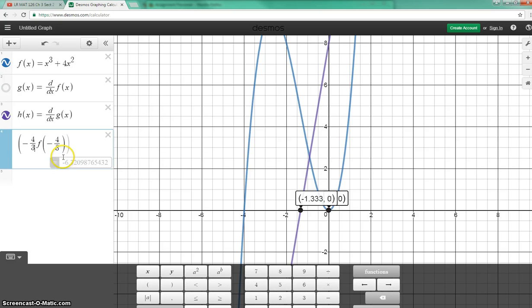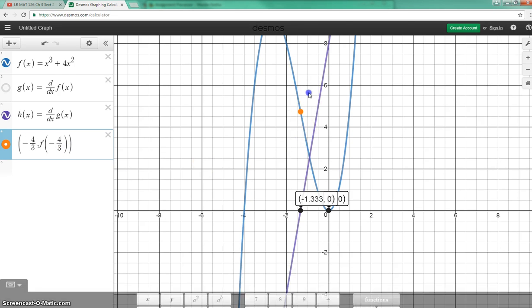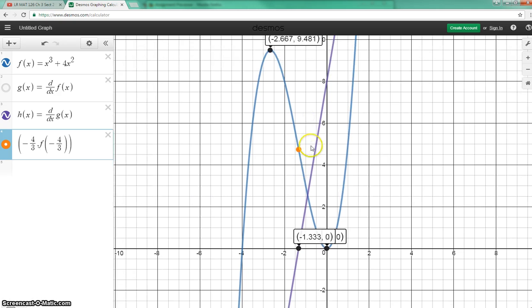That should give me my point of diminishing returns if I was looking at a business model, or my inflection point. This is the point where I change concavity. So I'm concave down, and then right here I turn concave up. But that's when your second derivative is equal to 0, which ours is at negative 4/3.